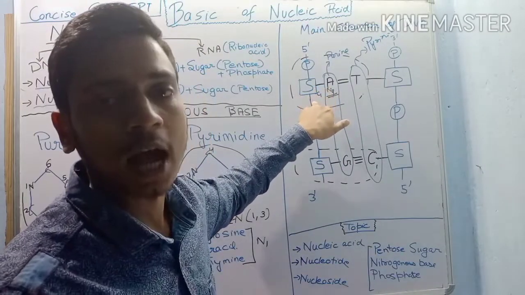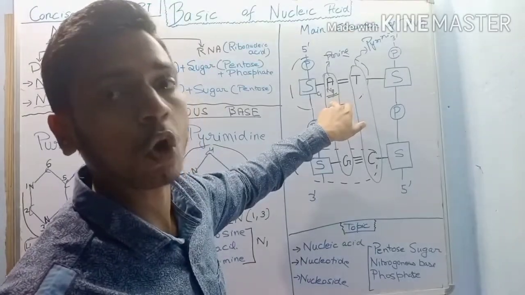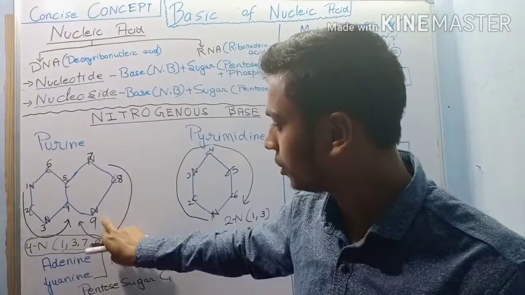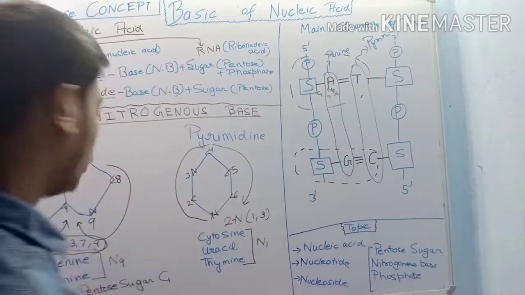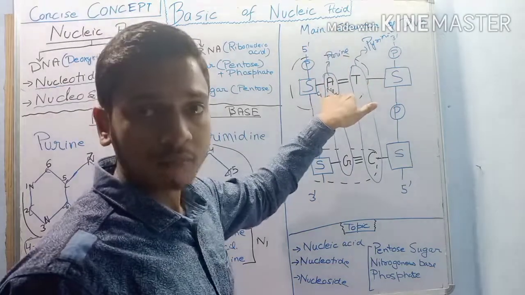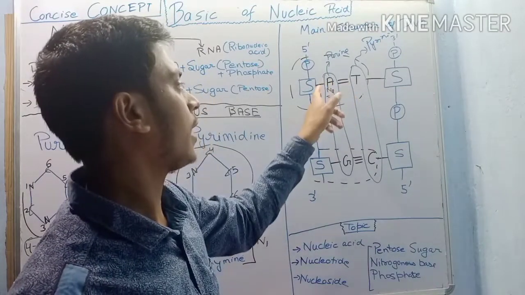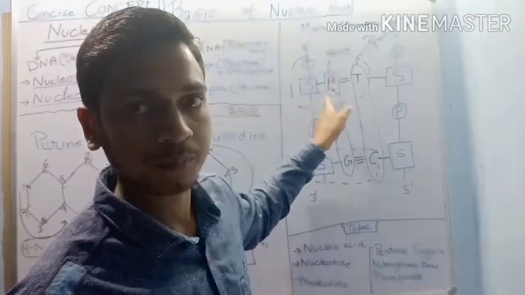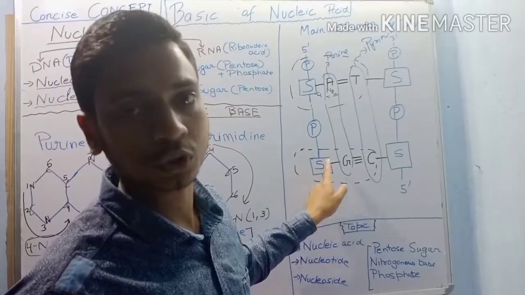The sugar molecule, carbon position 1, is attached with the 9th position of the nitrogenous base of purine. Both adenine and guanine are called purine only. So the 9th position of adenine is attached with the first position of the sugar molecule. And here also the 9th position of guanine is attached with the first position of the sugar molecule.